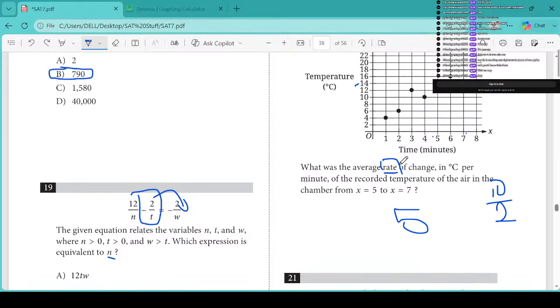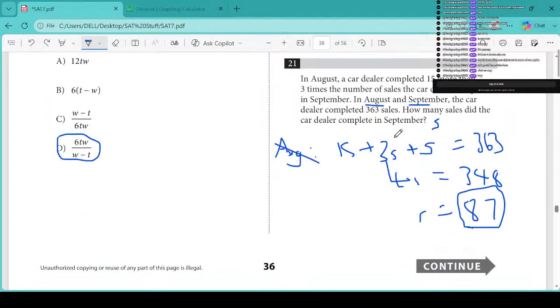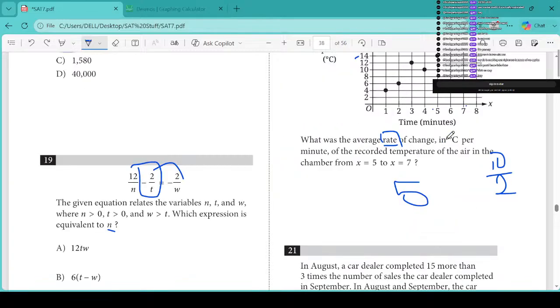And rate is the slope, rise over run. This one, yeah, for some of these questions, just use a letter and make it your unknown and write everything as an equation so you can solve for the answer easily.